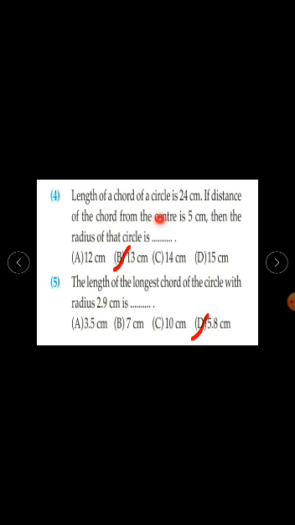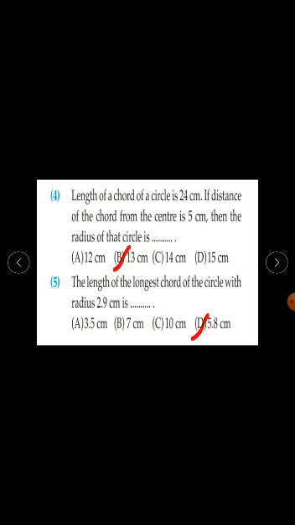Again here use Pythagoras theorem. Half of 24 is 12. So 12 square is 144 and 5 square is 25. So 144 plus 25 is 169 and square root of 169 is 13. So the radius of that circle is 13 centimeter. So B option is correct, that is 13 centimeter.